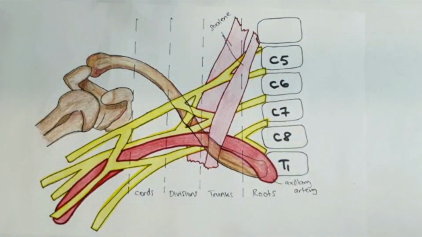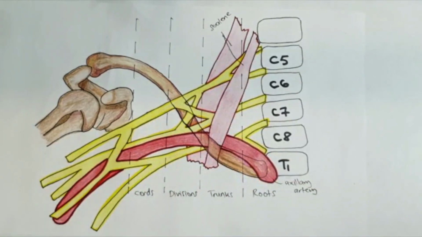The brachial plexus can be divided into 5 different parts. First, you have your roots. So the roots arise from the spinal cord itself. After that, it goes on to divide into trunks. Now, trunks can be found at the level of your neck.